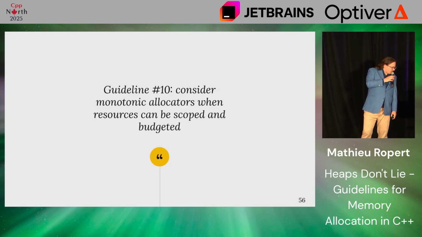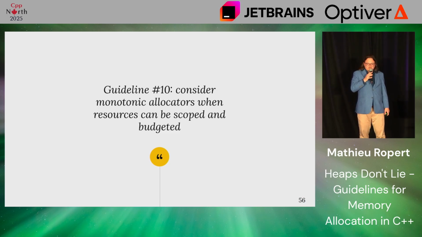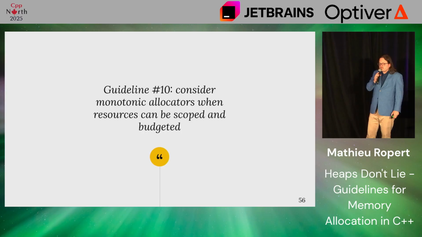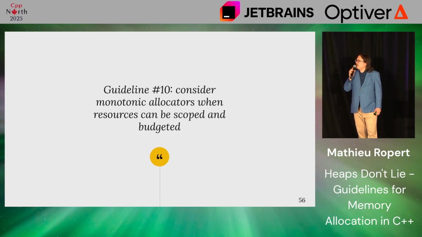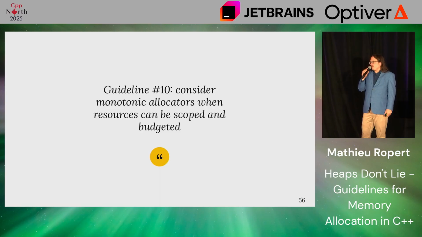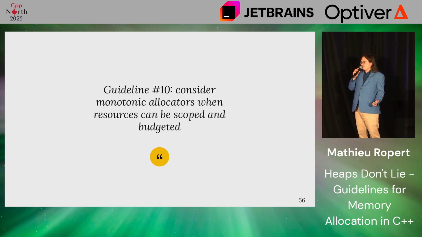So this is my last guideline. Maybe I have the bonus one after this. Consider monotonic allocators when resources can be scoped and budgeted, right? Because you need to have an upper bound. Remember, we implemented this with a unique pointer of bytes. What happens if you try to push further than the maximum size? Bad things happen. So you need to have a scope.